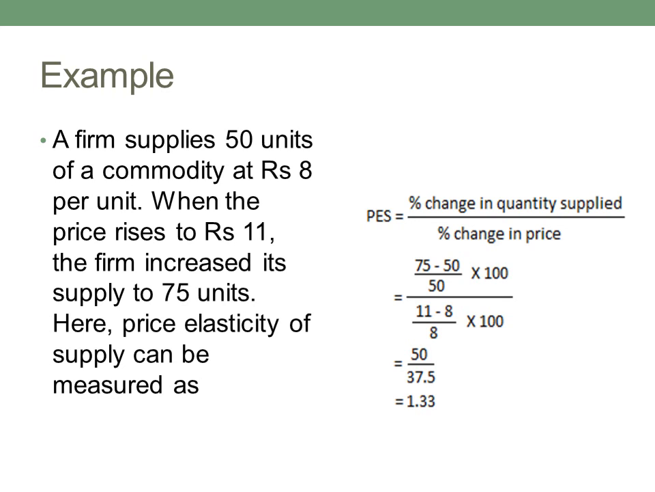Then we are going to calculate the percentage change in price. It is calculated using the formula new price minus initial price divided by initial price into 100. Here the new price is 11 and the initial price is 8. So 11 minus 8 all divided by 8 into 100, and we get 1.33 as the price elasticity of supply.